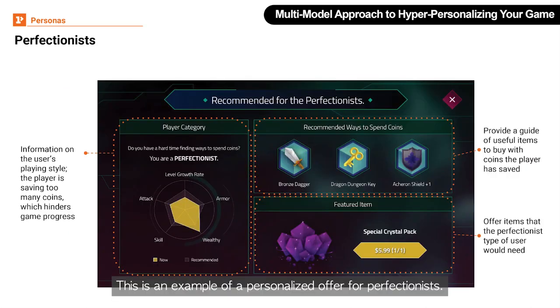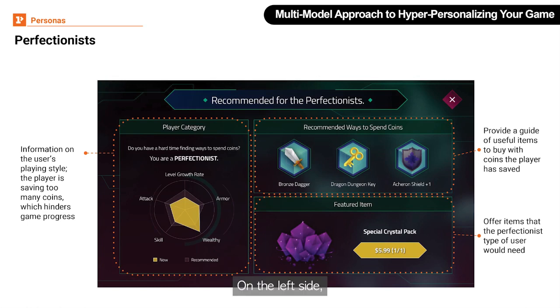This is an example of a personalized offer for perfectionists. On the left side, there is information on the user's playing style. It shows that the player is saving too many coins, which hinders game progress, so the offer recommends ways to spend coins.